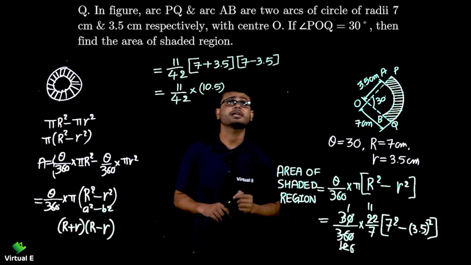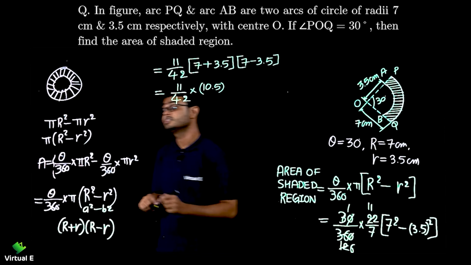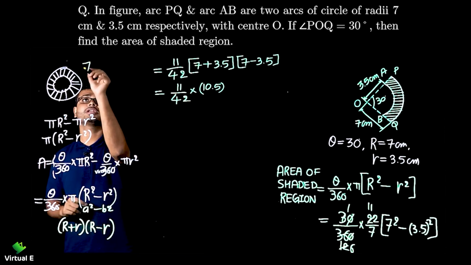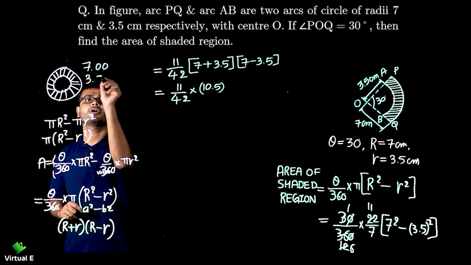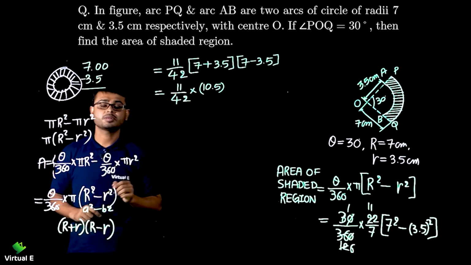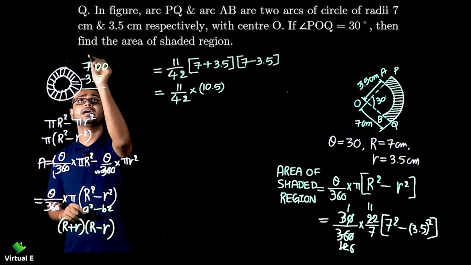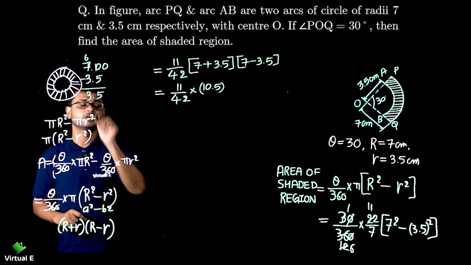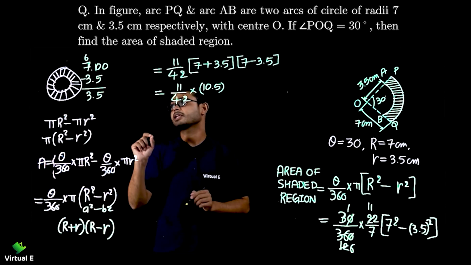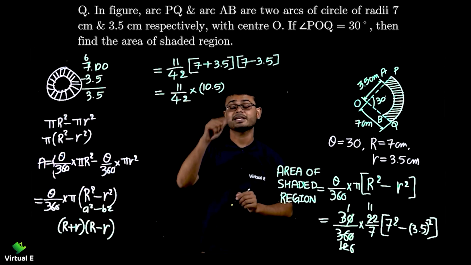Here, how to subtract in this case, 7 minus 3.5? See, if you are confused, better you do the calculation at the back, right? 7.00 and 3.5, right? We need to subtract. So here 10 and here 6, 10 minus 5 is 5, 6 minus 3 is 3. This is a very small calculation but plays a very important role in getting the correct answer.